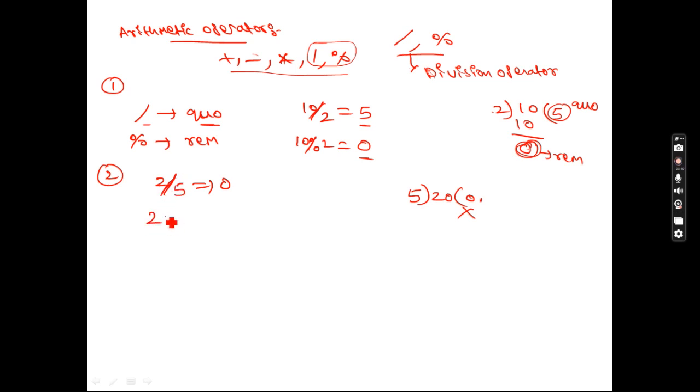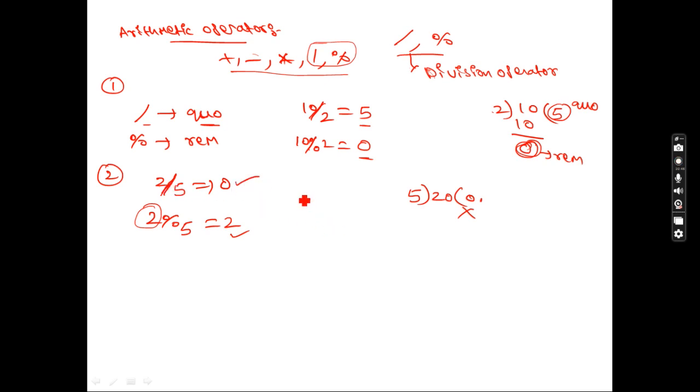In the same example, if I write 2 percentage 5, is it divisible or not? Not divisible. So you don't write 0 here, because which symbol have you used? Percentage. So whatever the numerator is, what is the numerator here? 2. So you write the answer 2. Always write the numerator, the number which is the numerator.